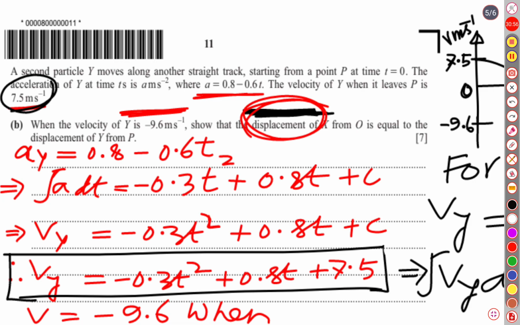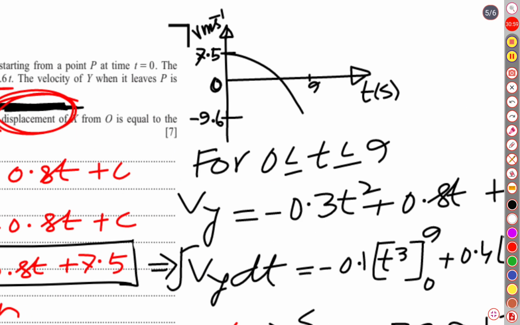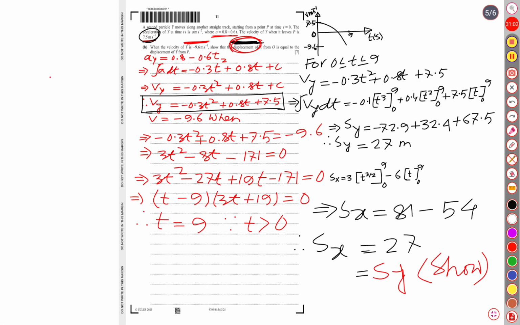Okay, the negative distance is already subtracted from that one. That's why you don't need to find total distance and sum them up. You simply have to integrate and the net distance will be found. And finally we have shown that at 9 seconds the net displacement of particle Y as well as particle X is 27 meters. Thus we have shown that both of them have traveled the equal displacement.